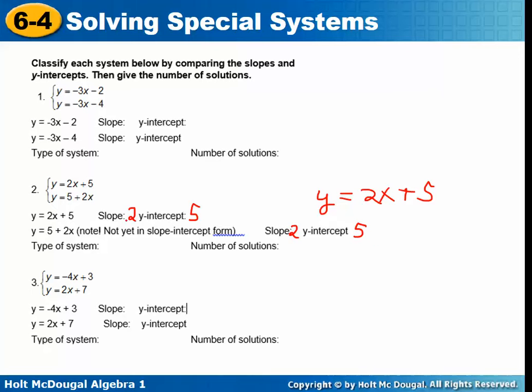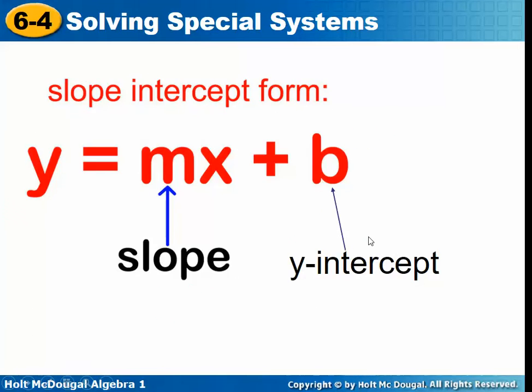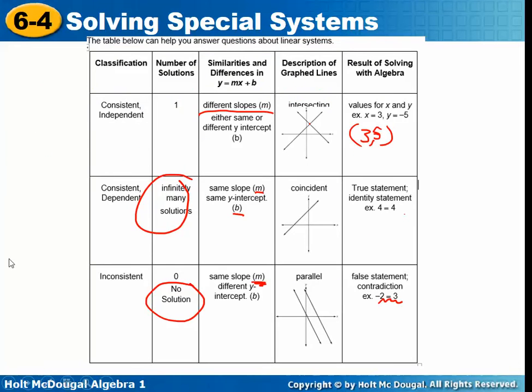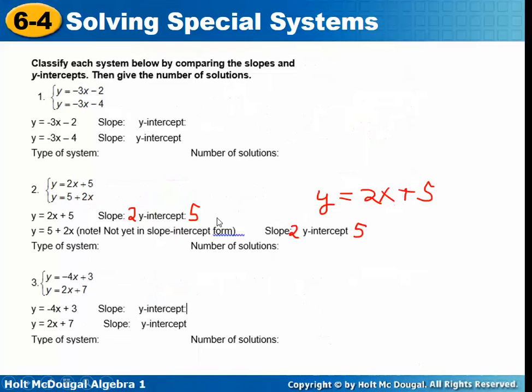So now we look and we compare. Okay, they have the same slope. They have the same y-intercept. So if they have the same slope and the same y-intercept, then it is consistent dependent, and they will have infinitely many solutions. So the type of system is consistent dependent, and they will have infinitely many solutions.